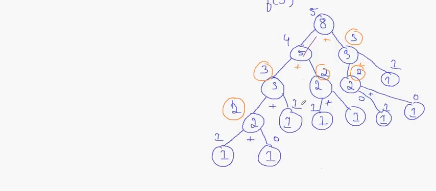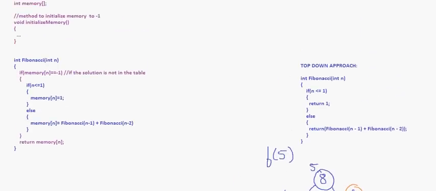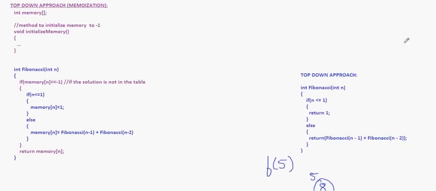And then we observed that a few of the sub-problems were solved more than once. For example, Fibonacci of 2 was calculated here, Fibonacci of 2 was calculated here, and Fibonacci of 2 was calculated here. So the problem was divided into sub-problems, but the sub-problems were calculated more than once. So in this video I will show the top-down approach but with the dynamic programming concept, that is, top-down approach with memoization.